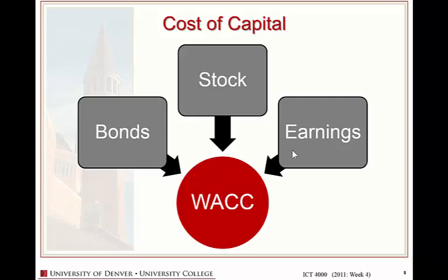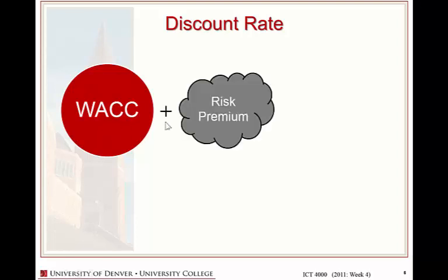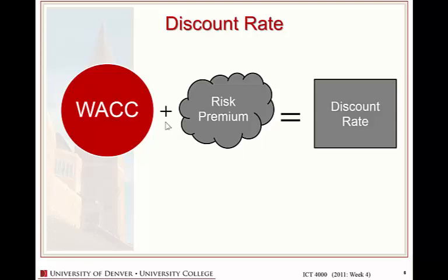If you were to go to the finance department over at the Daniels School of Business, they'd give you a lot more complicated explanation than that. But for our purposes, cost of capital is the weighted average cost of capital between bond, stock, and internally generated earnings. Then there is the discount rate. So what we do is we then take the weighted average cost of capital and we add a risk premium to come up with the discount rate.